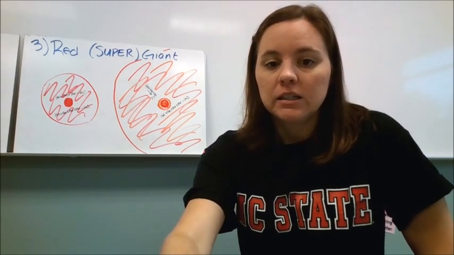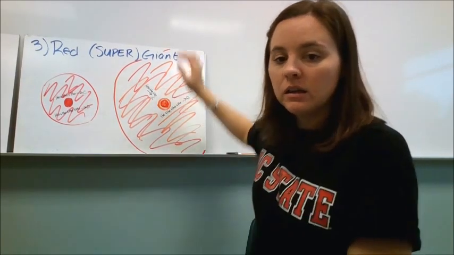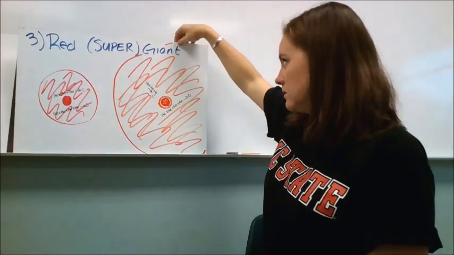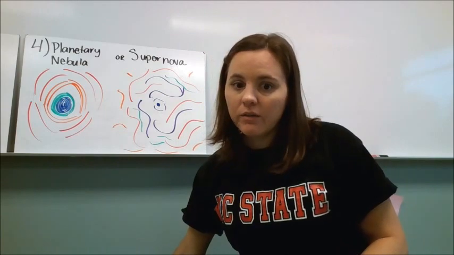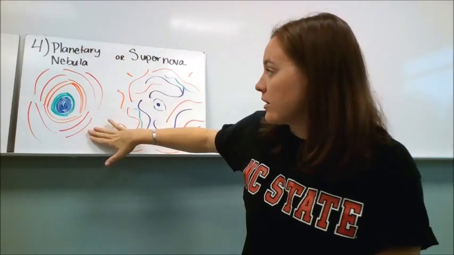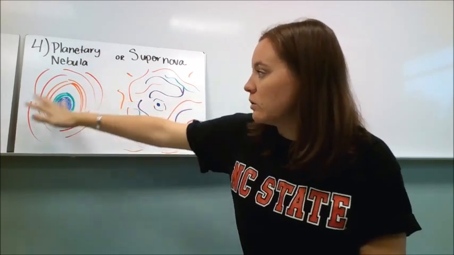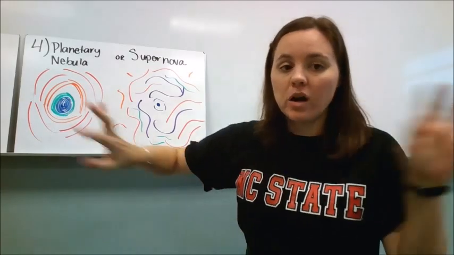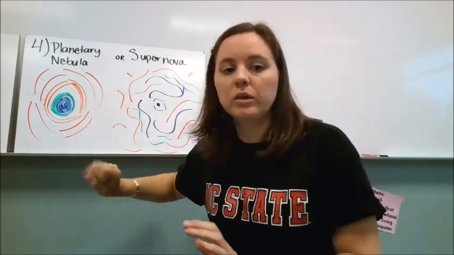All right, and so that same process is continuing to happen until the core collapses. So if it was an average star, then we would get a planetary nebula. The core would collapse, and the outer layers would continue to float off into space. This is not a very good drawing of it, but you can look up a picture.